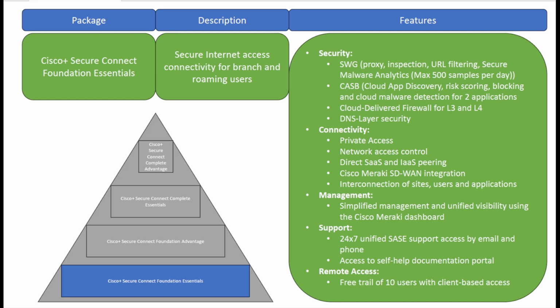With this particular package, support comes in the form of 24/7 unified SaaS support, which is via email and phone, and then also access to self-help documentation as well. You also, with this package, get a free trial of 10 users with client-based access for remote access. So if you want to try out the client-based remote access, that is using the Secure Client, formerly the Cisco AnyConnect client, then you can do that for up to 10 users.